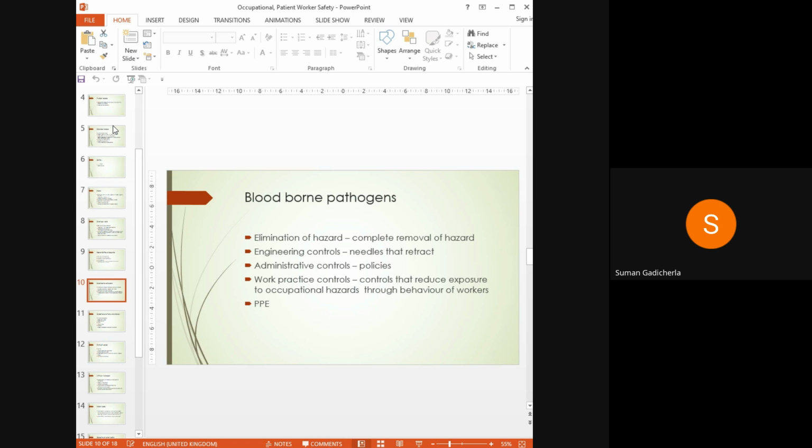There should be administrative controls in terms of policies, and work practice controls that reduce the exposure to occupational hazards through the behavior of workers. Now, what does this mean? Every worker who is working in that environment should be aware of what sort of hazards this work will expose them to. For example, take hand hygiene itself. Everybody knows that hand hygiene helps in prevention of certain pathogens. It's a very simple procedure and everybody knows how to wash their hands. It's not that they don't know.